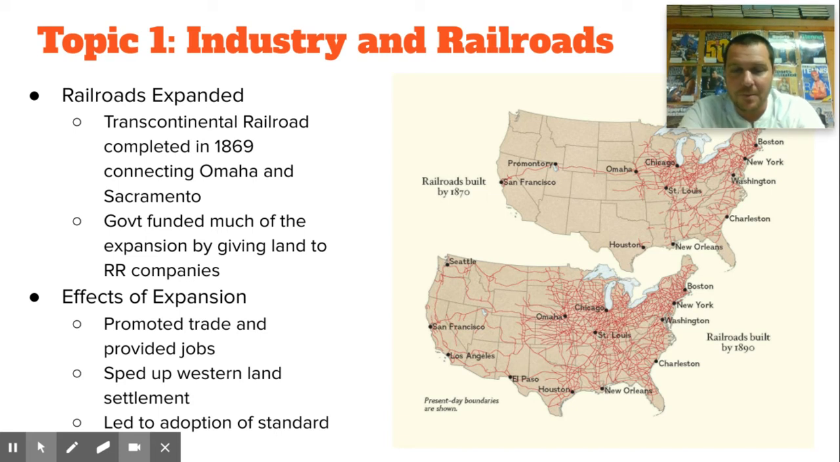So good for railroad companies. A lot of billionaires came out of this era. Well, millionaires, but they would have been billionaires by today's standards.